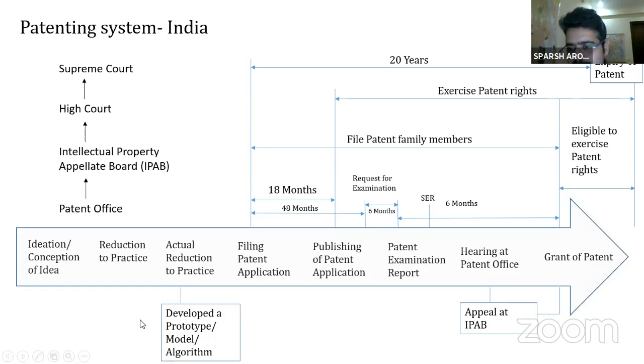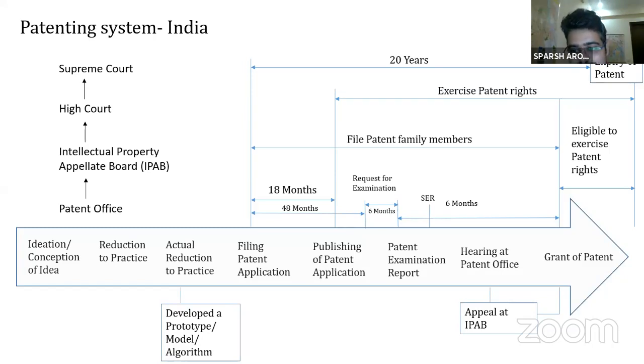When he files a patent application in India, automatically after 18 months, that patent application gets published, which means anybody can see it on Google Patents. That patent is available for public review and visibility after 18 months. The life of a patent actually starts from the date on which you file the patent application and lasts till 20 years.